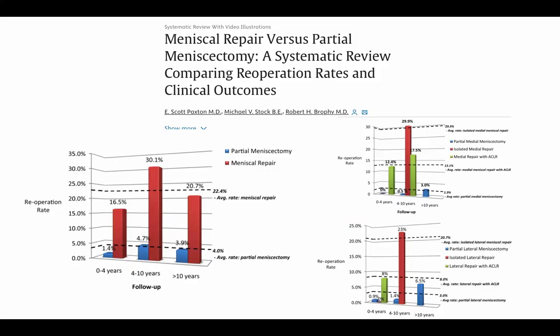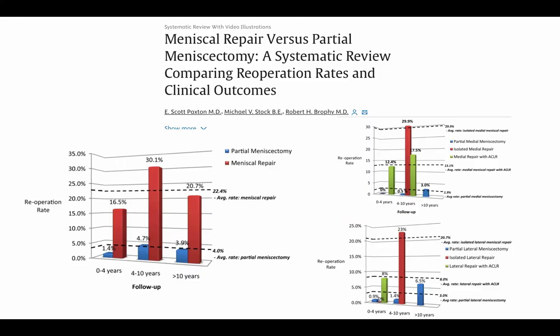This is pretty consistent with the majority of literature pertaining to meniscal repair, 15 to 25%, depending on the particular paper that you look at. Additionally, this most frequently occurred during the 4 to 10 year time point and often results in subsequent partial meniscectomy, although repeat repair is performed occasionally.